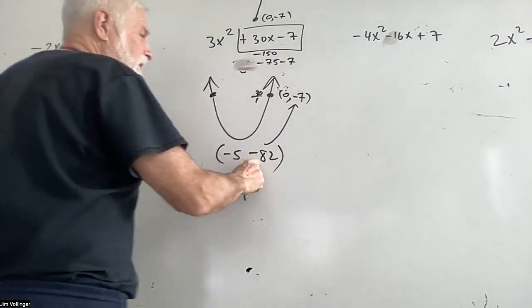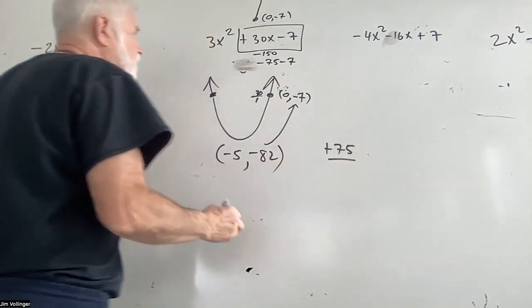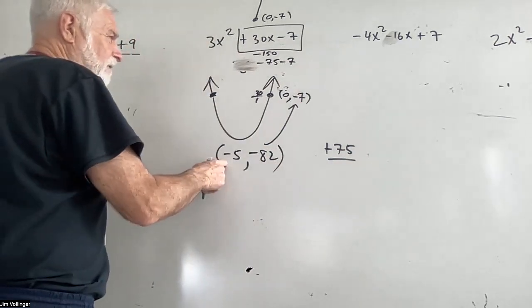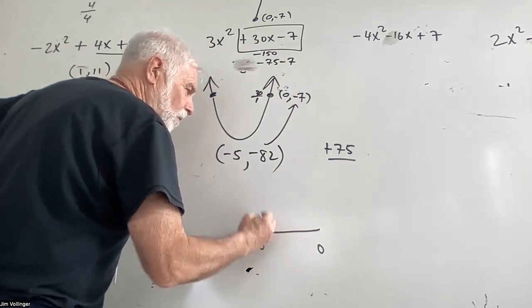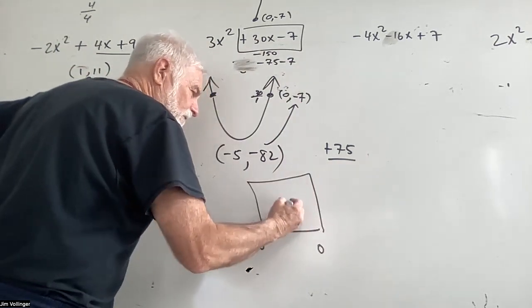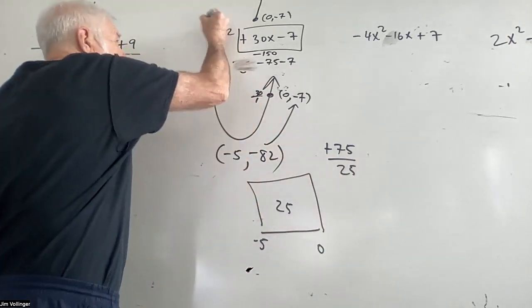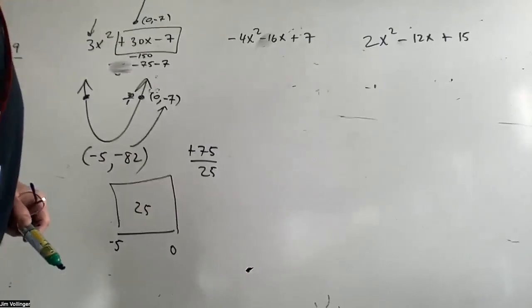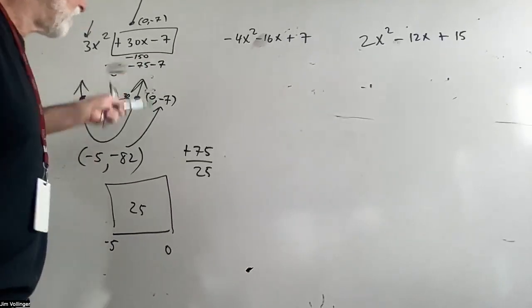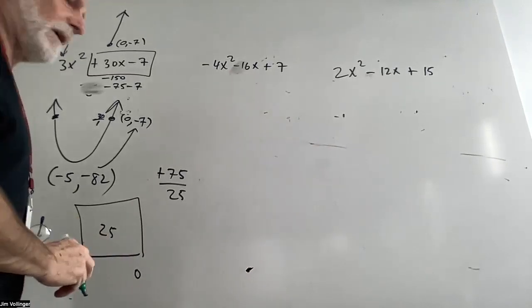All right, so -82 to -7 is up 75. The quadratic change from -5 to 0 is 25 units. And what's 75 divided by 25? That explains the coefficient of 3. All right. Oh, I want to get through one video where I don't make some careless mistake. There's a lot of numbers in my head.